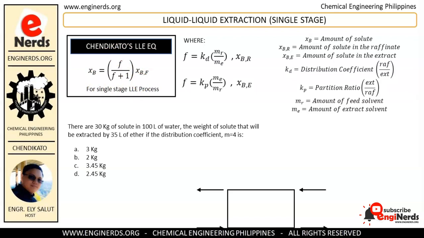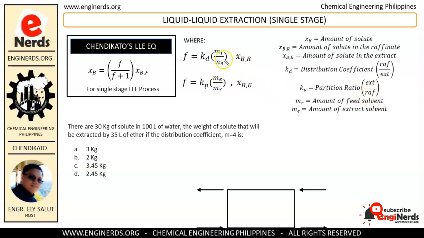But you have to take note guys, because the value of F here will be dependent kung anong data yung ginamit mo for your distribution coefficient. Because in many textbooks, the distribution coefficient K is expressed as the concentration of the solute in the raffinate over the concentration of the solute in the extract. But if you use our handbook, especially mentioned dun nasa 7th edition natin, the partition ratio K is expressed as the mass fraction of the solute in the extract over the mass fraction of the solute in the raffinate.